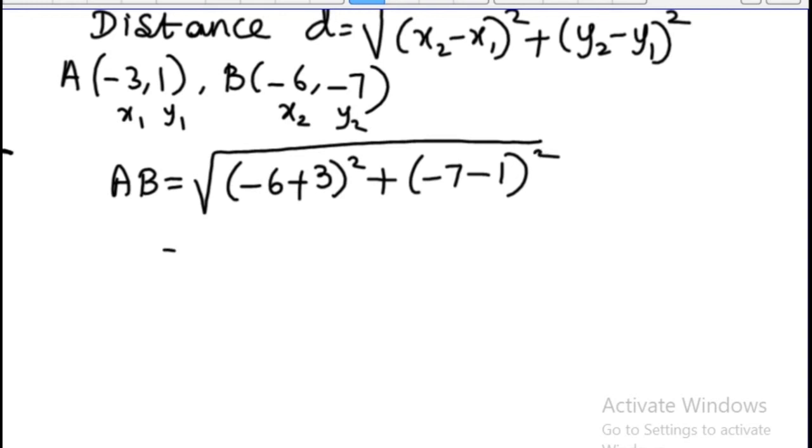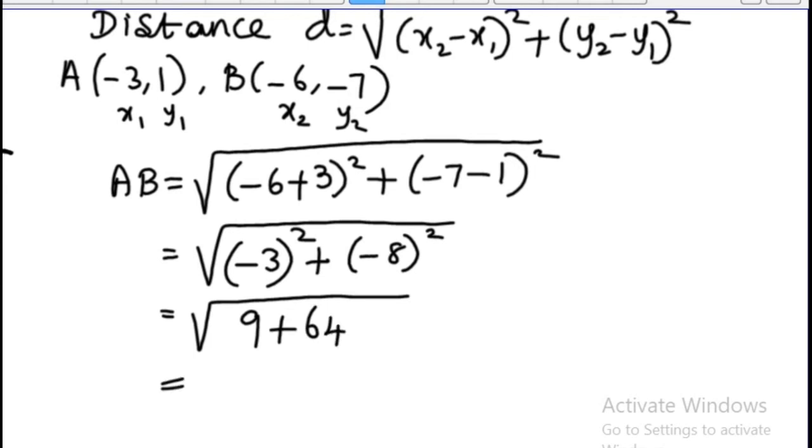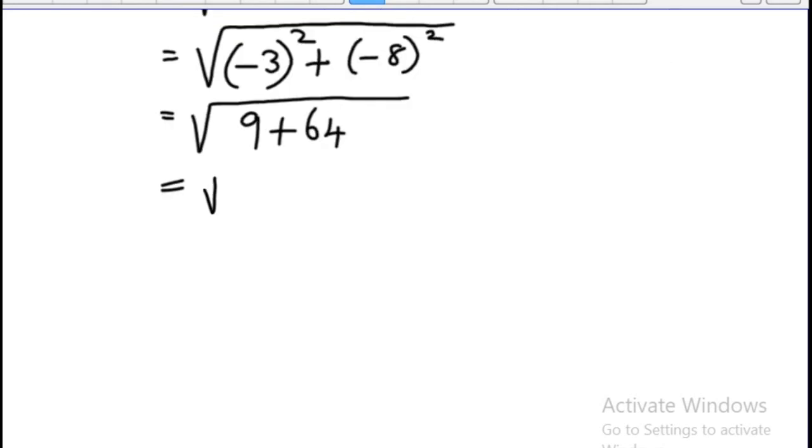So what do you get? Root of (minus 6 plus 3), so you will get minus 3 whole square, plus (minus 7 minus 1), you will get minus 8 whole square. Therefore minus 3 square is 9, then 8 square is 64. 64 plus 9, you will get root of 73. This is AB.